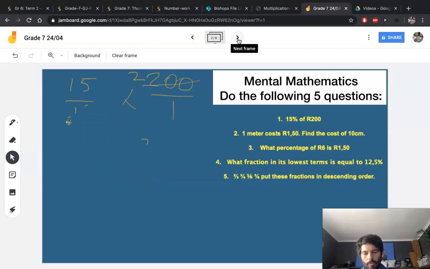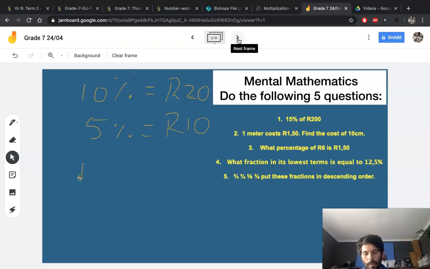is to work out 10% of 200 Rand equals 20 Rand, and we can just do that by dividing 200 by 10. So if I know 10%, I know 5% is 10 Rand, and then I just add them up, and 15% is equal to 30 Rand. Okay, cool. Right, question 2.